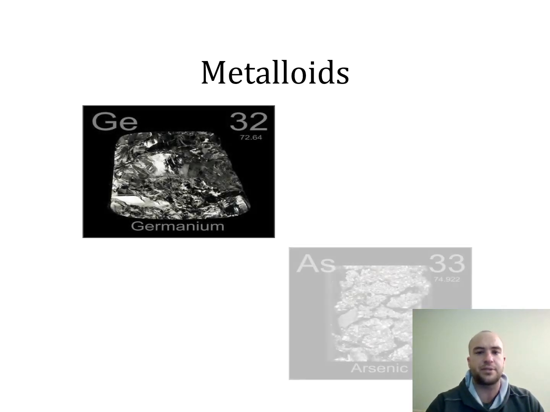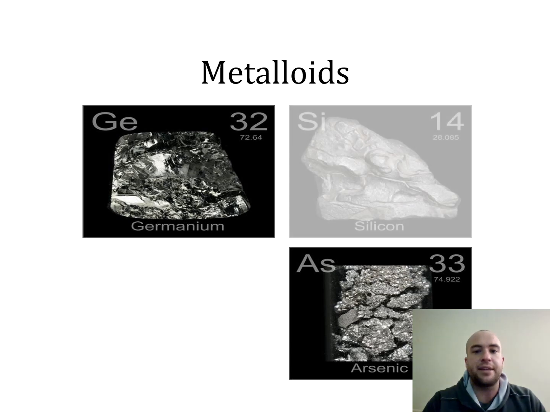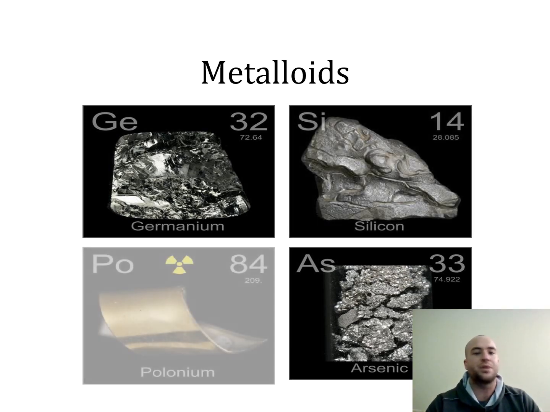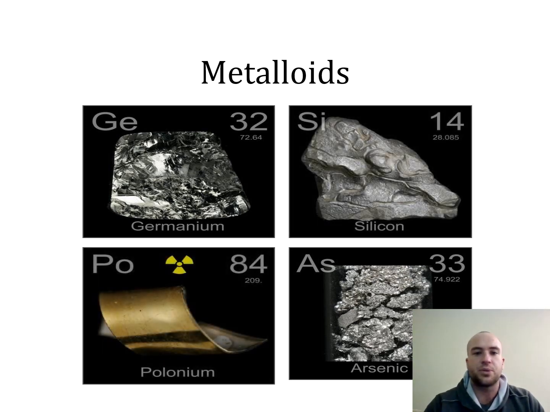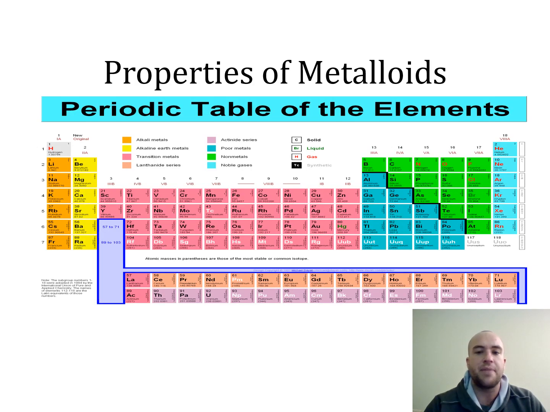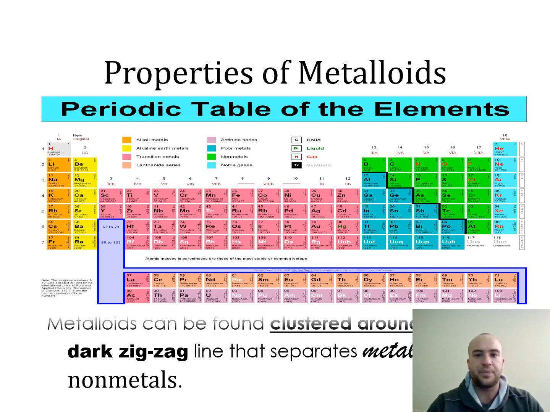Now the special ones, metalloids: germanium, silicon, polonium, arsenic. There's really not that many. So we're going to examine what is going on with these metalloids. They are on the zigzag line. They can be clustered around the dark zigzag line, and I believe you can see that. I know my head's in the way. Why are they called metalloids? Well, because they're kind of like a hybrid between a metal and a non-metal.